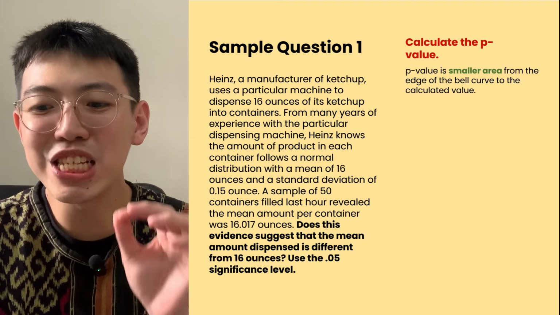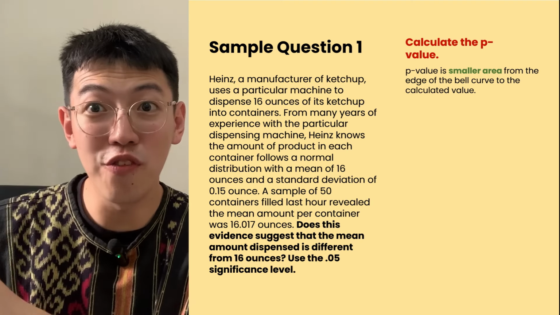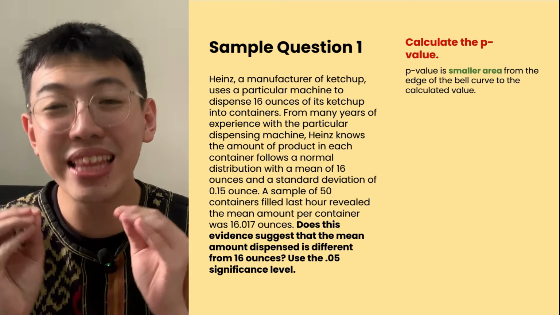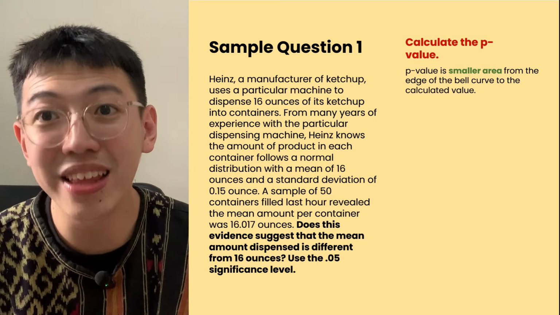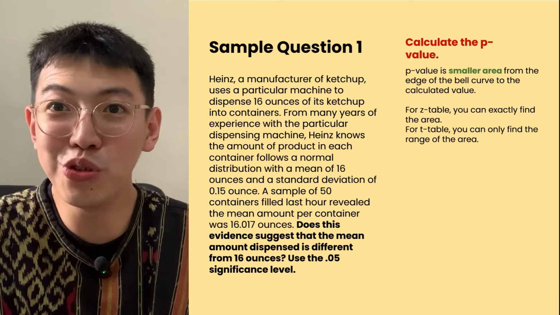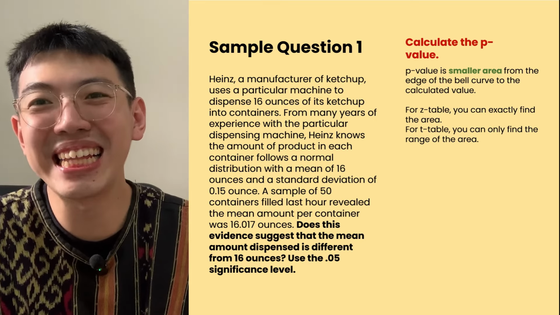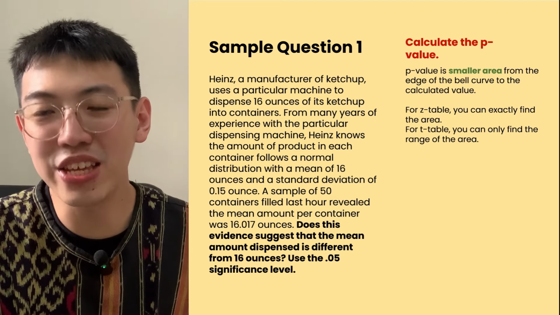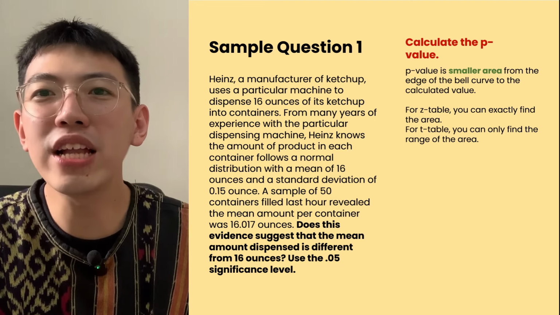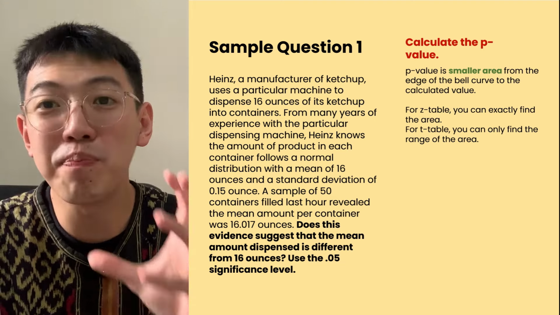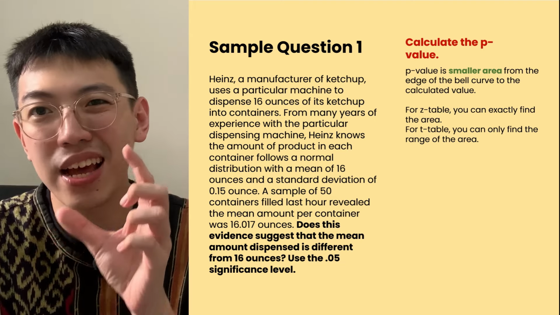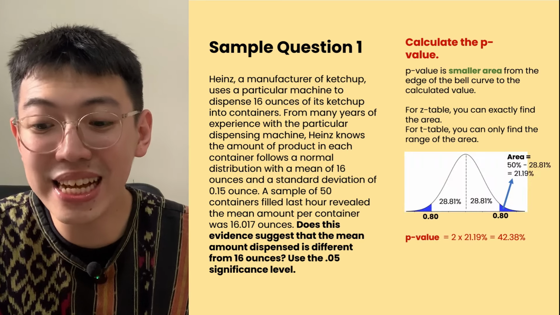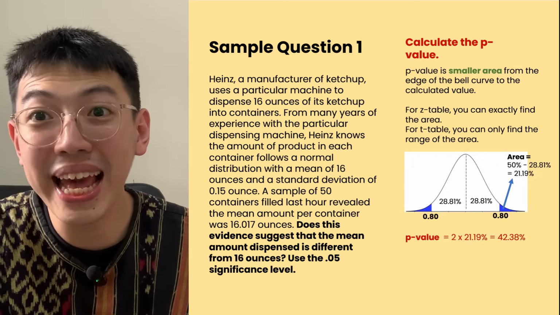The p-value is basically the smaller area from the edge of the bell curve to a certain value, in this case the calculated value. For the Z value, using the Z table, you can find the exact p-value. But for the t value or t statistic, using the t table, you can only find the range of the p-value. You cannot find the exact value of the p-value. In this case, we have found that the Z calculation is 0.80.